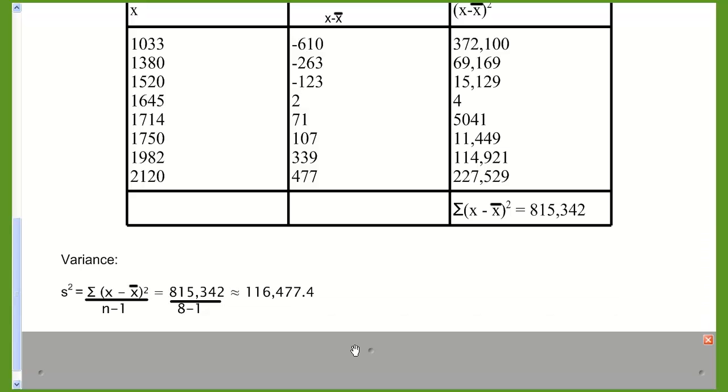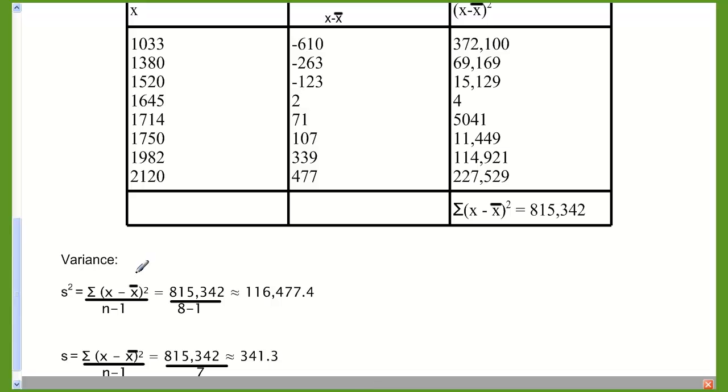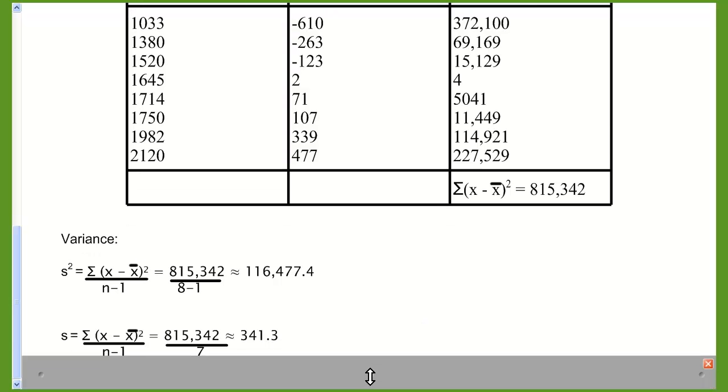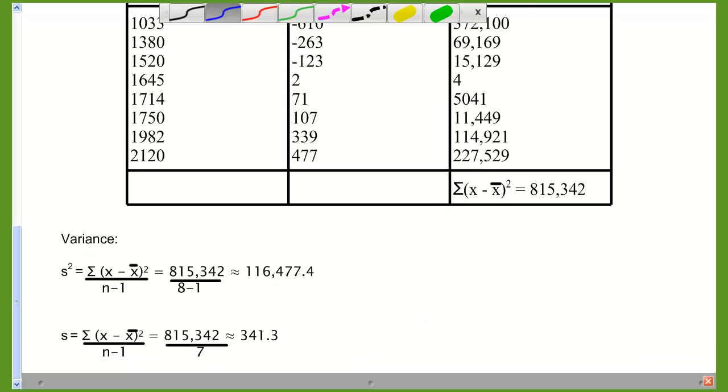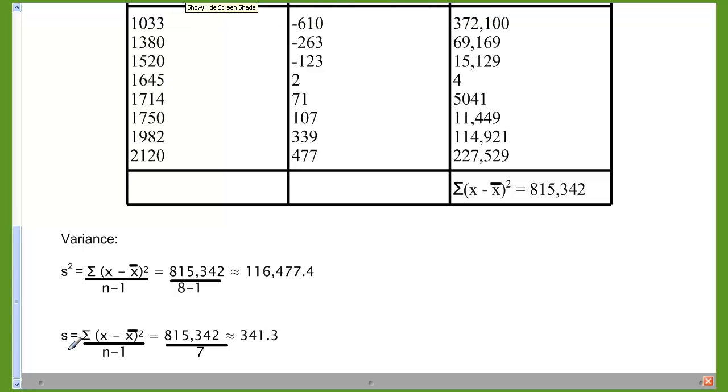So from there, when I add these numbers up, I get 815,342, and to get the variance, I need to take n minus 1, so that's the number of entries minus 1, and if I do that, I'm going to get 116,477.4 when I divide 7 into this top number. So that's the variance. To get the standard deviation, you need to take the square root of this number, so I actually should have had a square root symbol here. And so it's the square root of this, and that gives me 341.3.